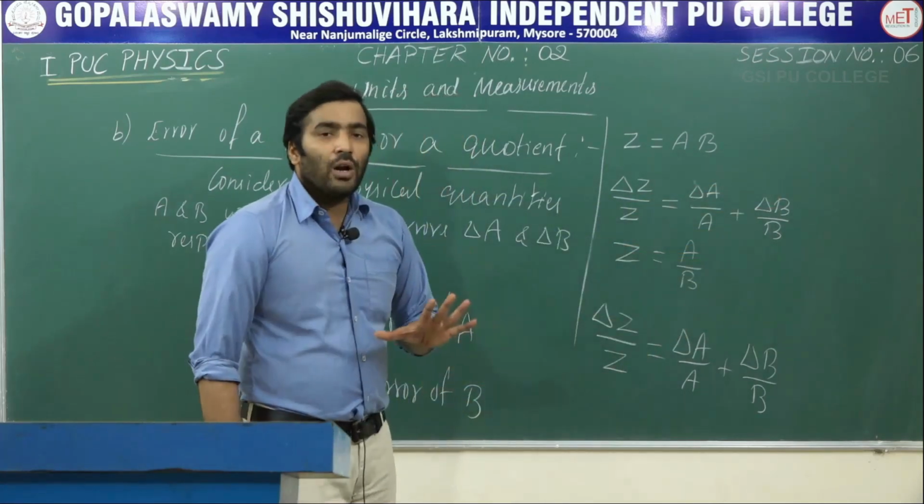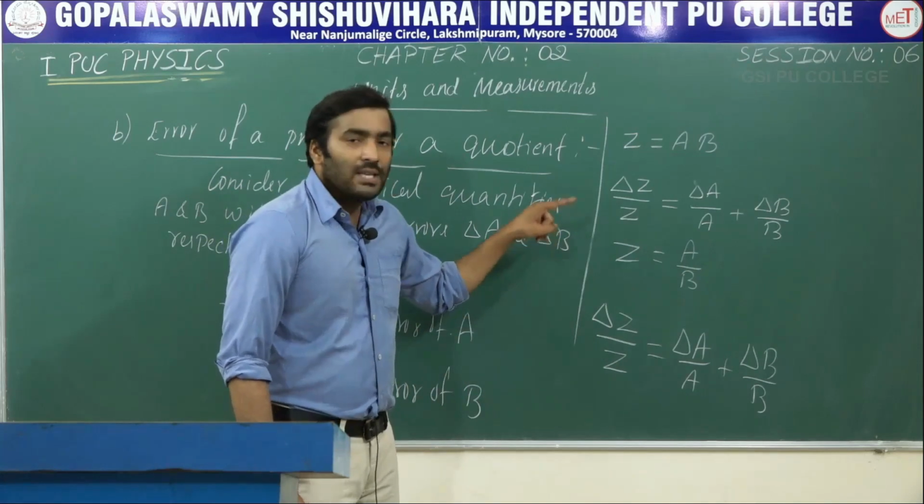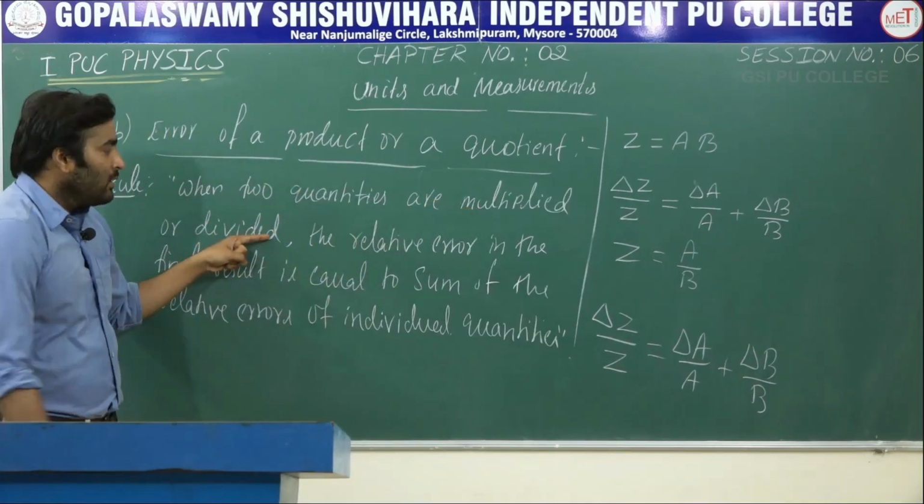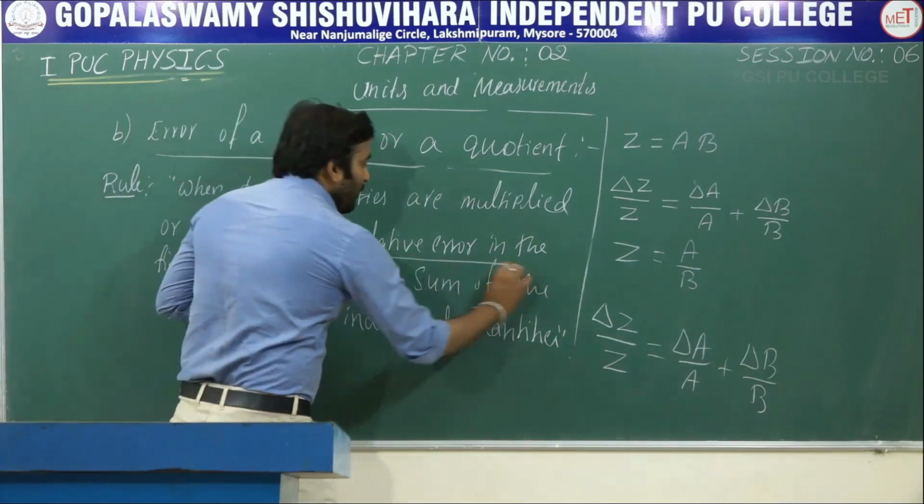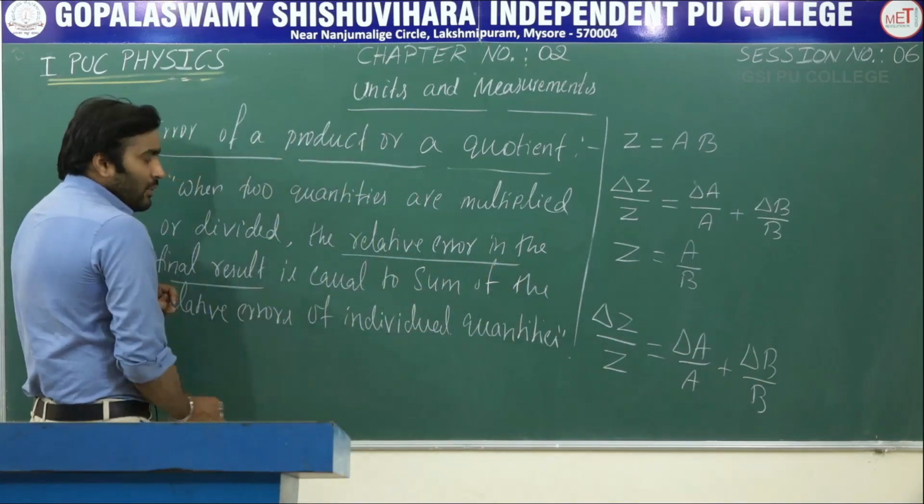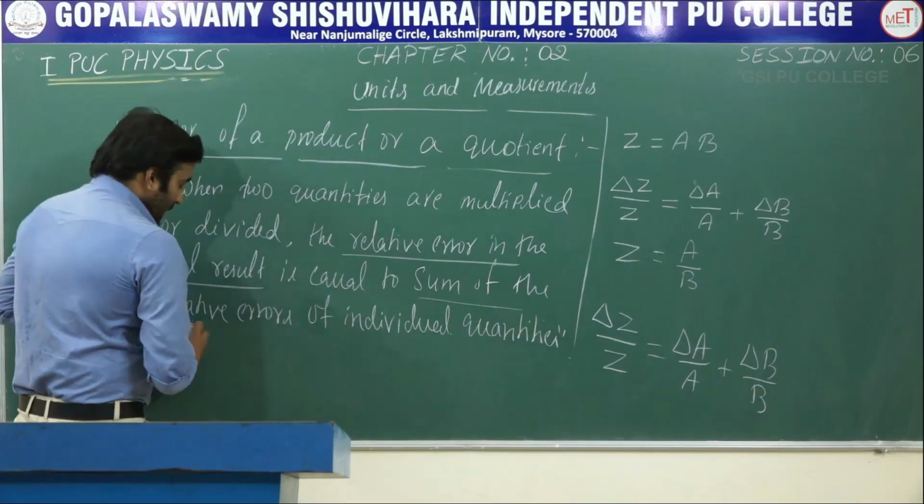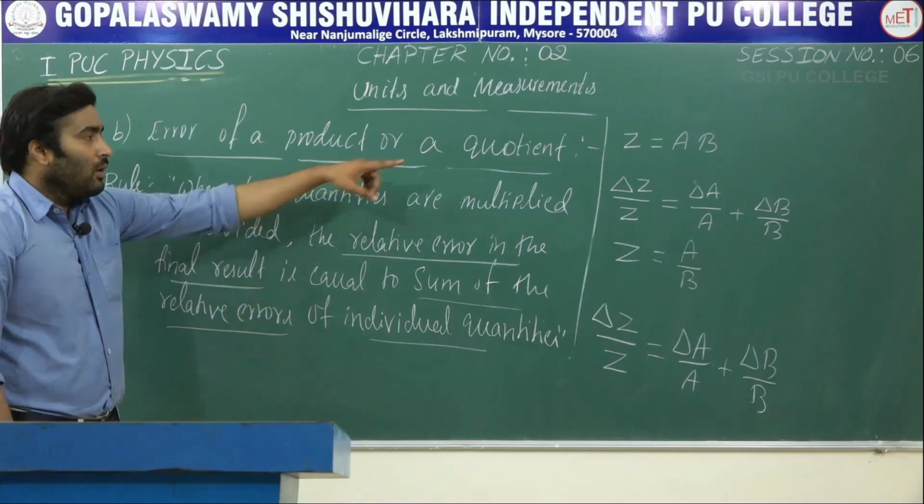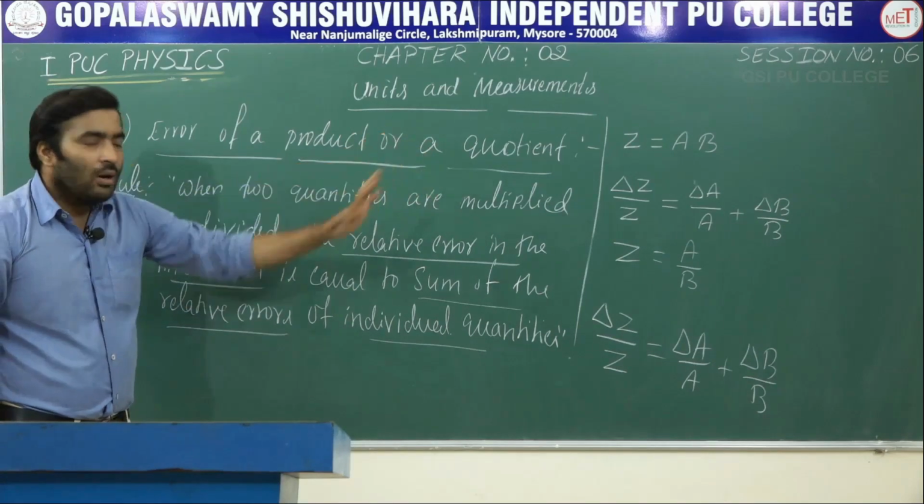So we can formulate a rule now. What does the rule say? When two quantities are multiplied or divided, the relative error in the final result is equal to the sum of the relative errors in the individual quantities. This is the rule when the quantities are in the form of a product or quotient.